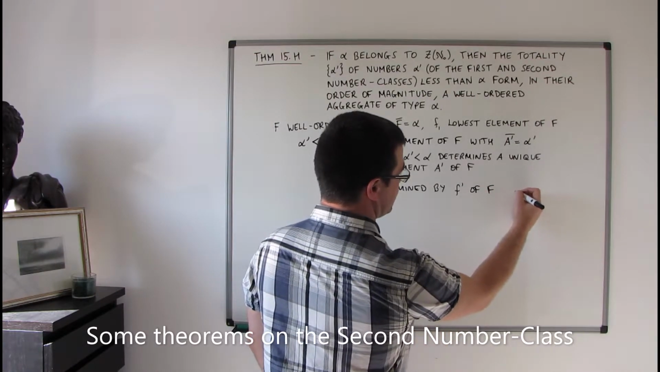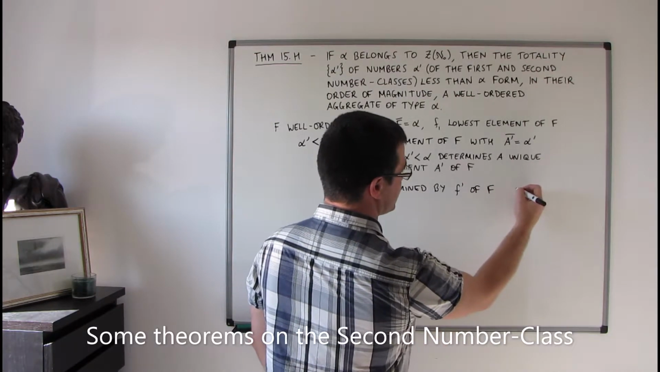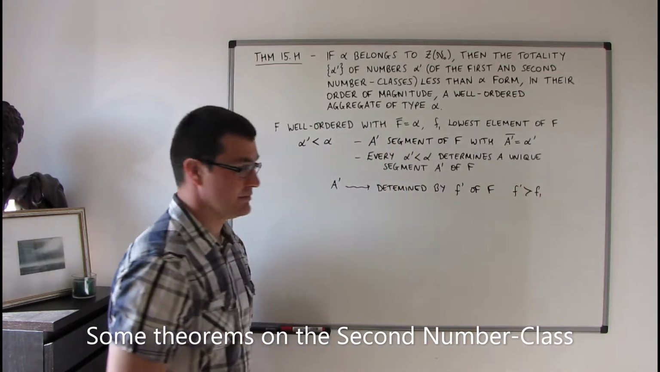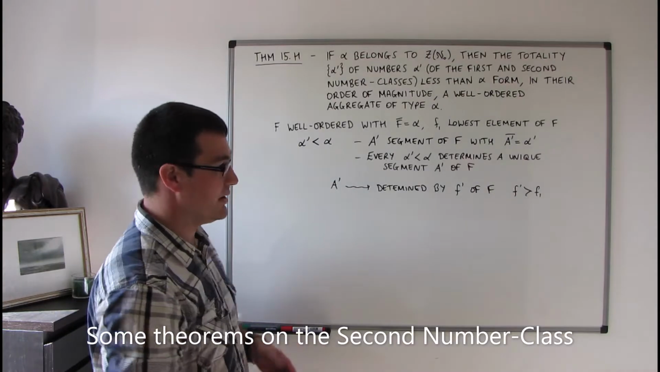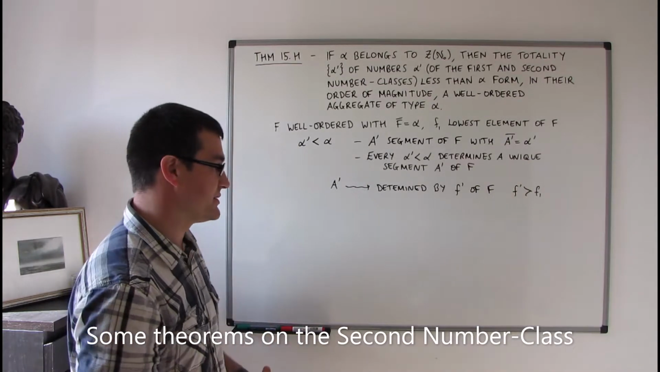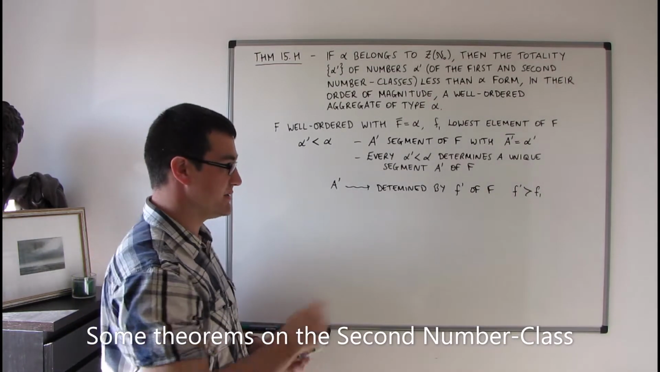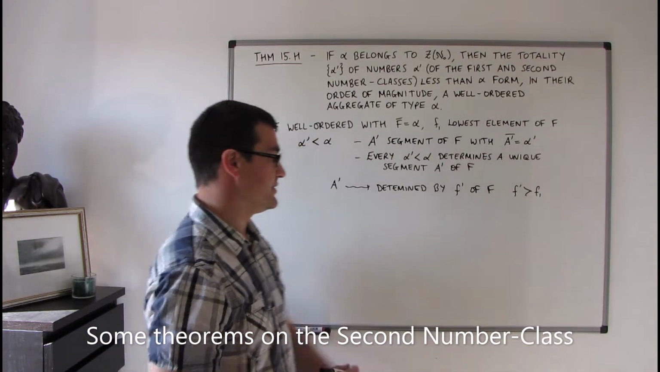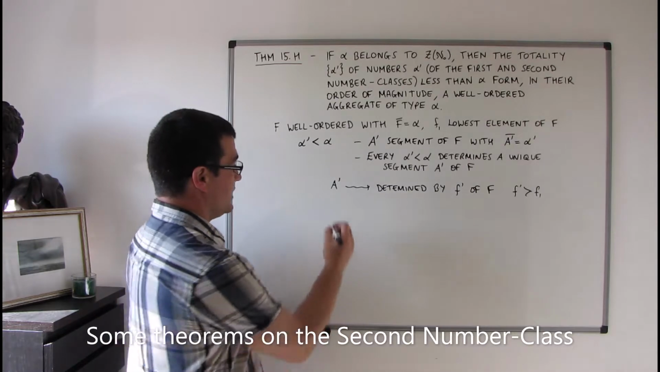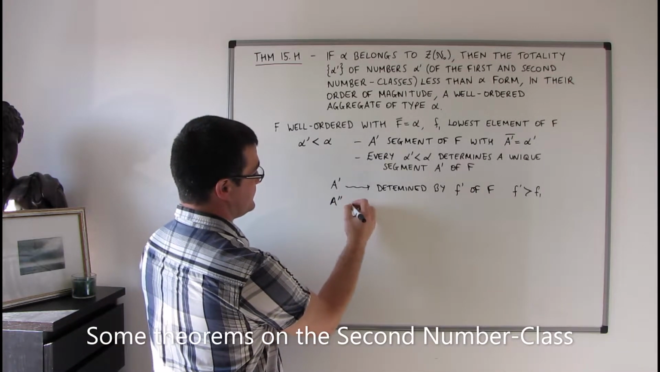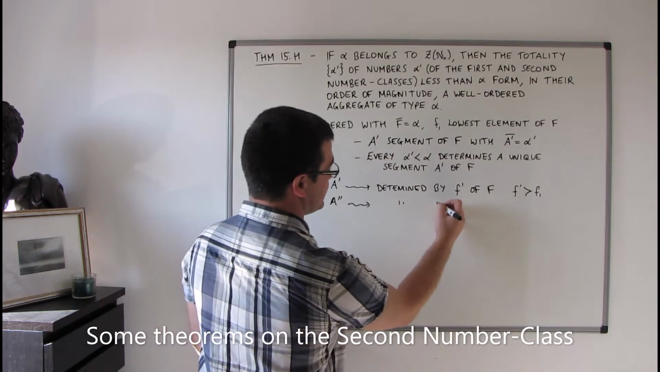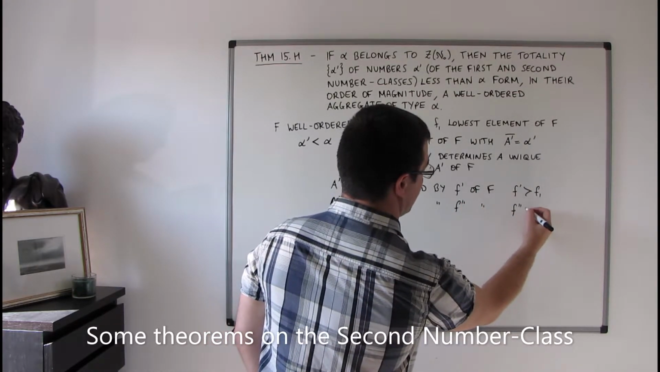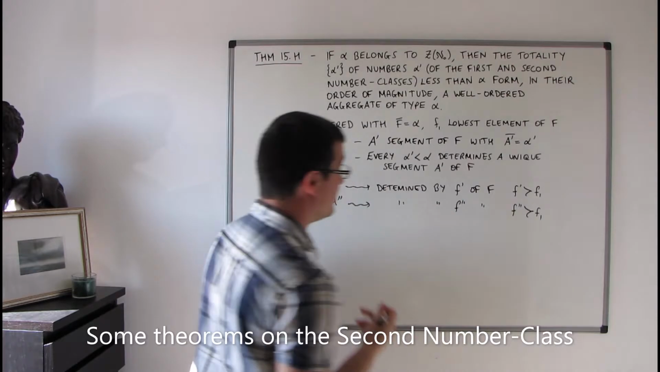So obviously that means that f' has to follow F1. The initial element of a well-ordered aggregate doesn't determine a segment. We've always got to choose an element that follows that initial element, or is of greater rank. And let's choose A'', and this is determined by f'' of F, and similarly f'' follows F1.